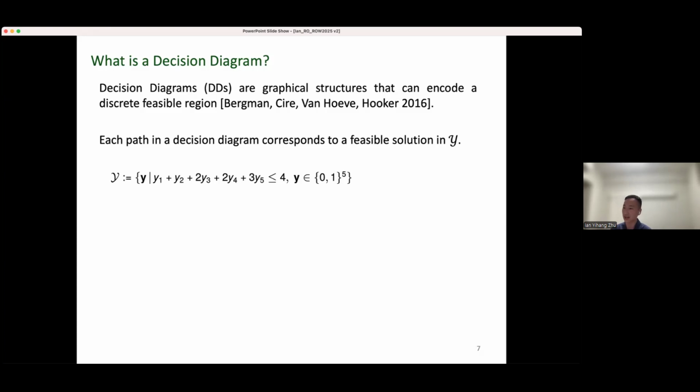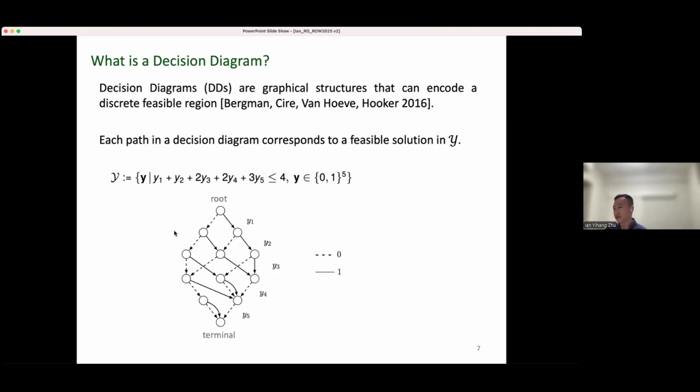Suppose this capital Y looks like this. It's defined by a single knapsack constraint, y1 plus y2 plus 2y3 plus 2y4 plus 3y5, less than or equal to 4. And I'm just going to tell you that this is a decision diagram for this feasible region.